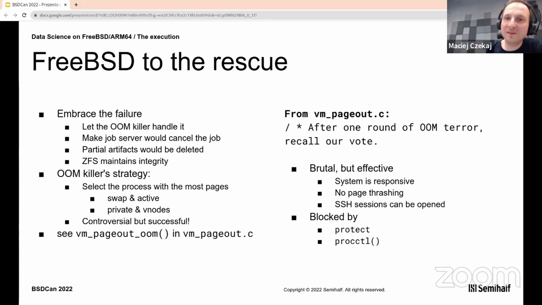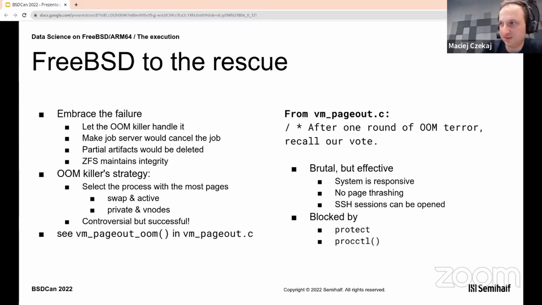There's a famous, very funny passage in the FreeBSD source code. I recommend reading vm_pageout.c. There's a passage: after one round of terror, recall our vote. So basically, it tries to terrorize the processes one after another until there's enough memory in the system. We should embrace the terror in this particular case because, you know, there is no other option actually. What I'm saying is controversial. Well, there could be reasons why your biggest process is not the best process to kill.